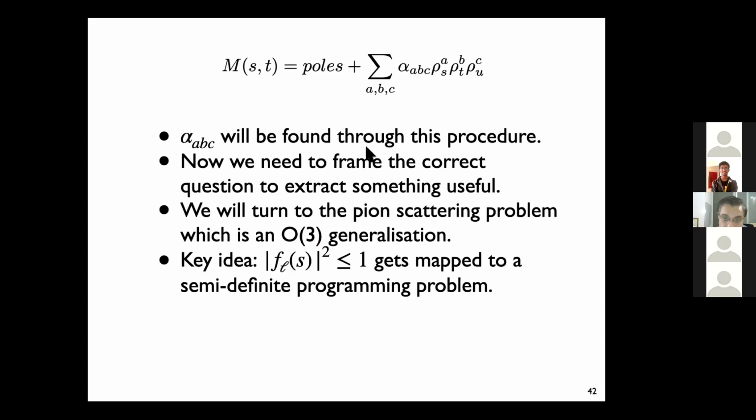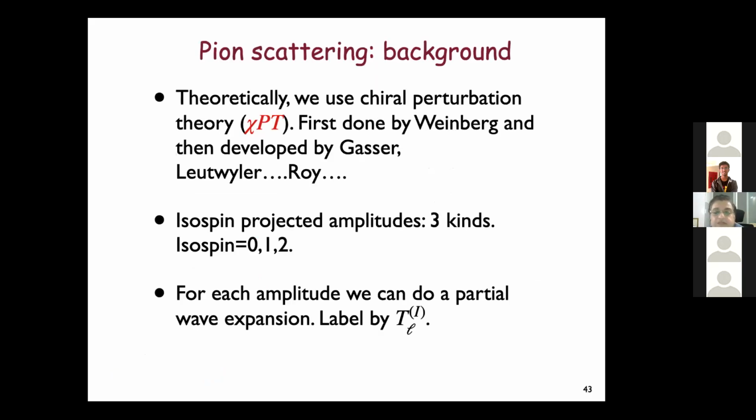So you want to constrain these parameters alpha ABCs using unitarity, and the pion scattering problem is a bit more generalized version of whatever I just now described. It has some global group theoretic indices, which basically are the isospins. So there are 3 kinds of isospins. So instead of just getting a partial wave expansion labeled by Lorentz spin, you also have to label it by isospin. That's all that is different.